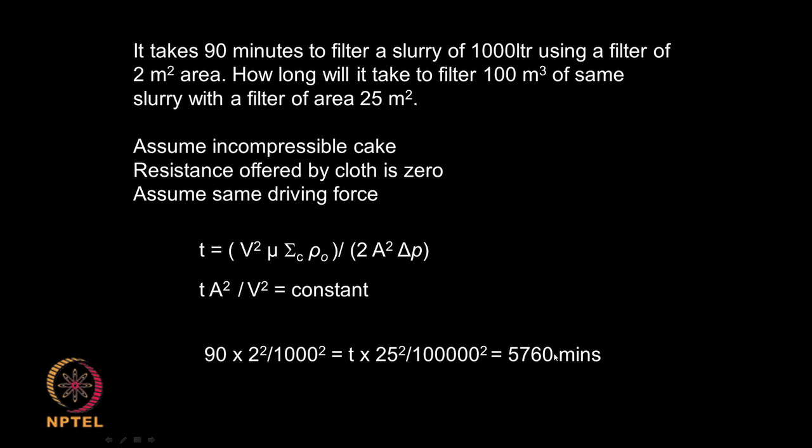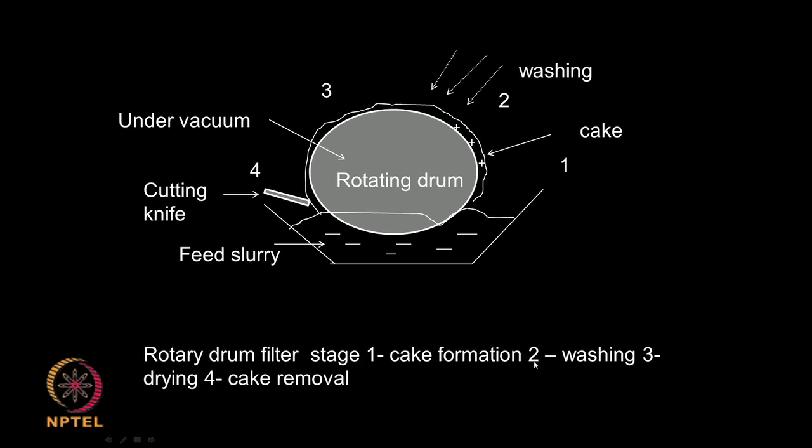So, I put it, I get 5760. It is a very useful way when I am scaling up. I want to find out how long it will take to filter a larger volume, how long it will take if I increase the area, and so on. So, all I am using is this equation, and then I am doing all the calculations. Okay. Now, next one is a rotary drum filter.